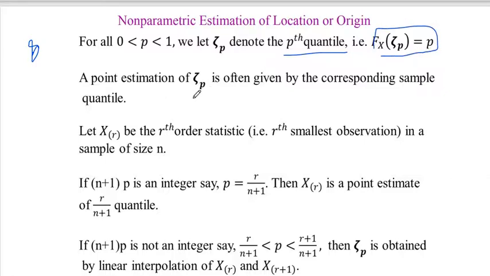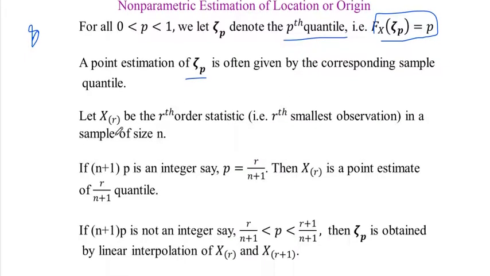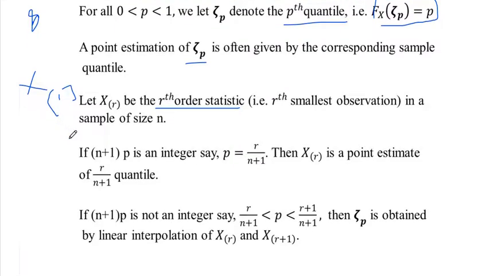A point estimation of ξp is often given by the corresponding sample quantile. Let Xr be the rth order statistic. Order statistics we all know here: X1 denotes the smallest order statistic and Xn denotes the largest. I have made a video on order statistics, you can see it now also. If (n plus 1) multiplied by probability is an integer, say p equal to r upon n plus 1, then Xr is the point estimate of the r upon n plus 1 quantile. There are some examples also, you can understand.